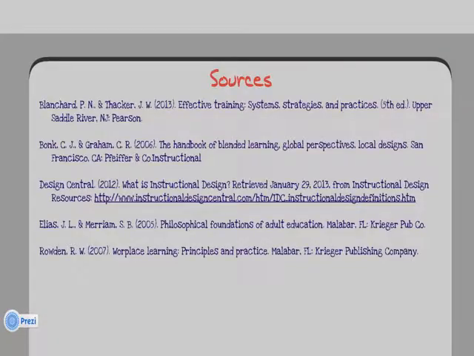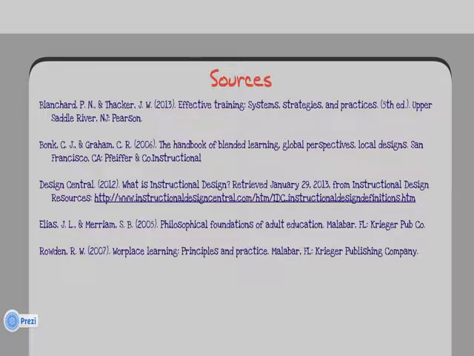Here are my sources. So I talked about a couple of books that I use. Those are really great. I really like the Robert Rowden book, Workplace Learning Principles and Practice. That's a really great book. It's very inexpensive. I think I paid $18 or $19 for that. The Blanchard and Thacker book, this is the 5th edition that I used, and it's brand new. They have obviously 4 other editions that are very, very good.